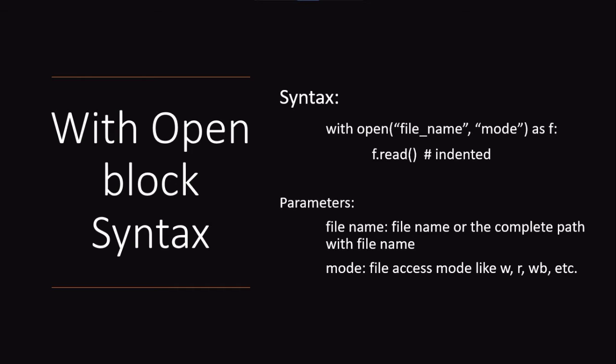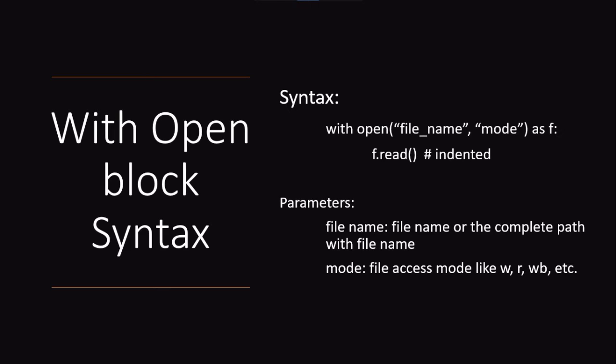So now let's understand the syntax of the with open block. It's very simple, we just need to add a few more things to the open function that we have seen previously. After adding the necessary things, it becomes with open as f, where f is the file object. We can take anything else instead of f also and it will work fine.